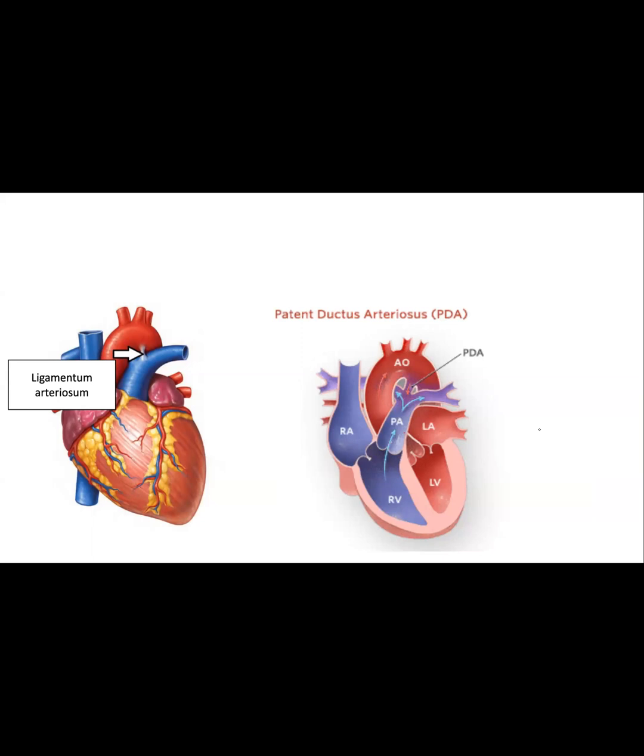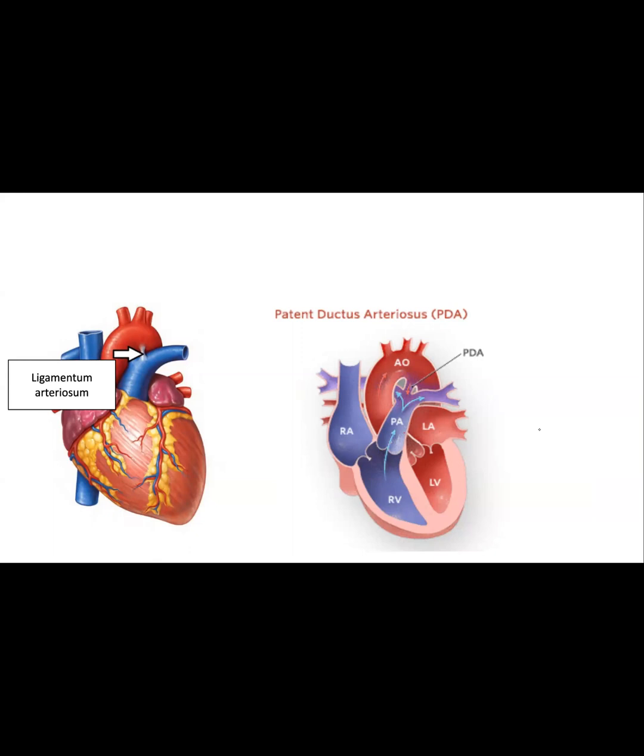And so you can see that here the blood comes into the right atrium and then goes into the right ventricle, and it approaches this ductus arteriosus at this point. Now it has two options. It can either go through the pulmonary artery into the lungs, or it can go into the aorta.